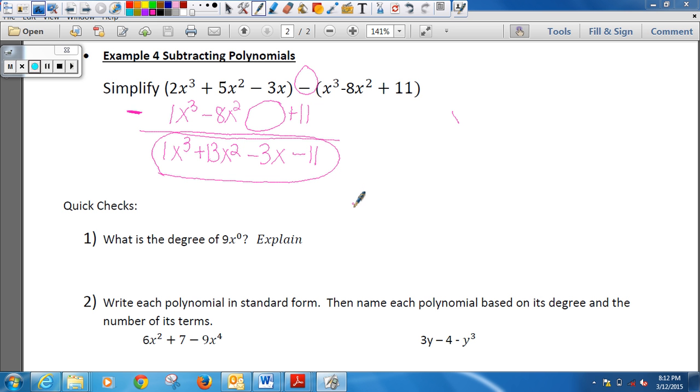Please do the quick checks and then look at the schedule for your assignment for this part.